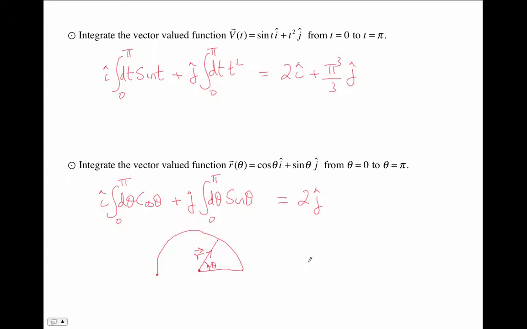And let's recall that we can break up this vector into a component that's along the x direction and a component that's along the y direction. As theta changes, its component along the x direction is initially positive, then becomes negative, and the positive and the negative parts cancel each other out, whereas the part along the y direction does not. And so you get 2 units along the y direction and 0 units along the x direction.